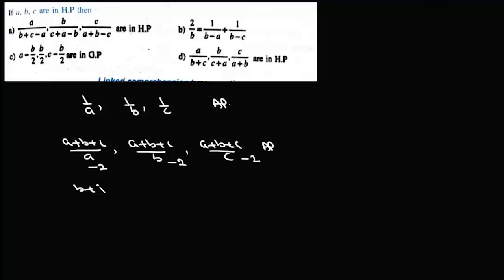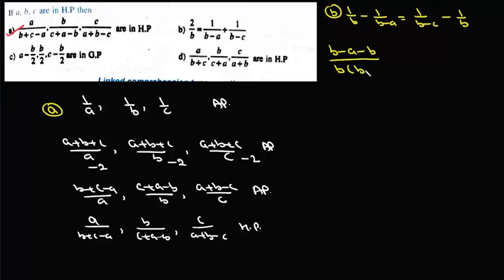So we get B plus C minus A upon A, C plus A minus B upon B, A plus B minus C upon C, will be an AP, and its reciprocals, A upon B plus C minus A, B upon C plus A minus B, C upon A plus B minus C, will be an HP. So that means this option A is correct.